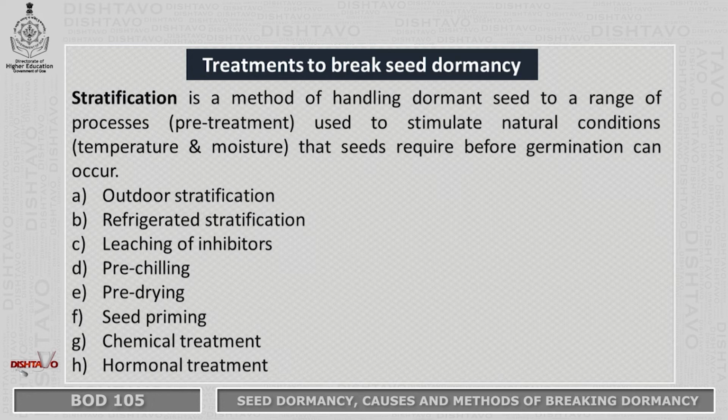Now, let us look at the various ways of employing stratification methods. One way is outdoor stratification. When refrigerated storage facilities are not available, the outdoor stratification method can be employed, which can be done either by storing the seeds in open field conditions, in deep pits, or in raised beds which are enclosed in wooden frames.